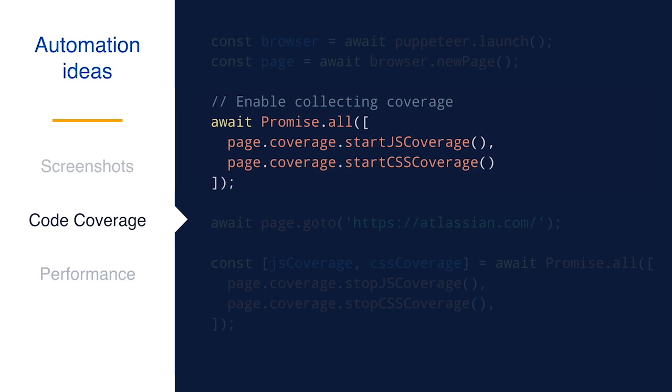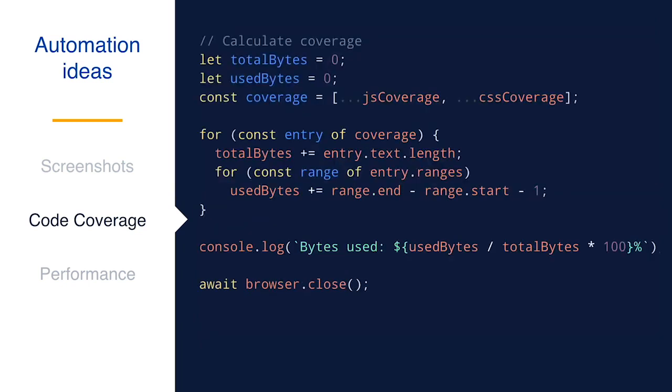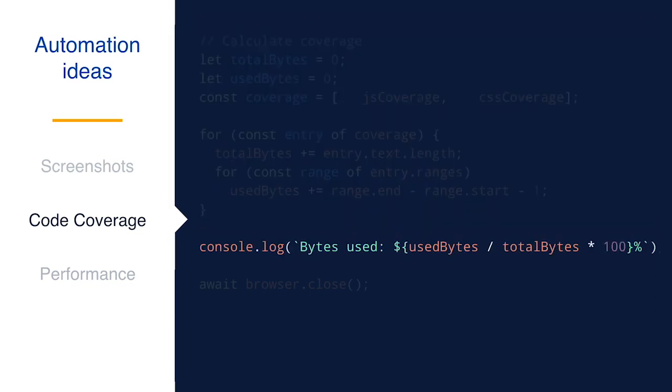Next, we can navigate to our page. In our example, it's again Atlassian.com, and then Puppeteer will start collecting the coverage for us. Once the page is loaded, we can get the results, and then we can stop collecting the coverage. This is the second part of the same script. Right now, we need to use a little bit of math to calculate the total value of the coverage. So we need to transform the results and calculate the total value of those used bytes. And finally, we can display the results in our terminal.